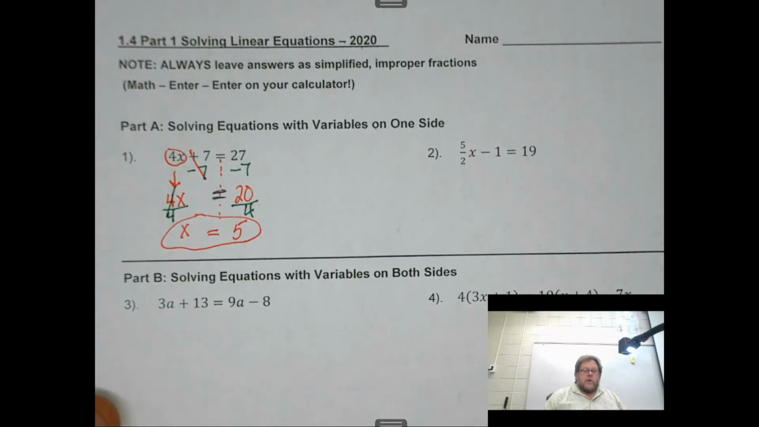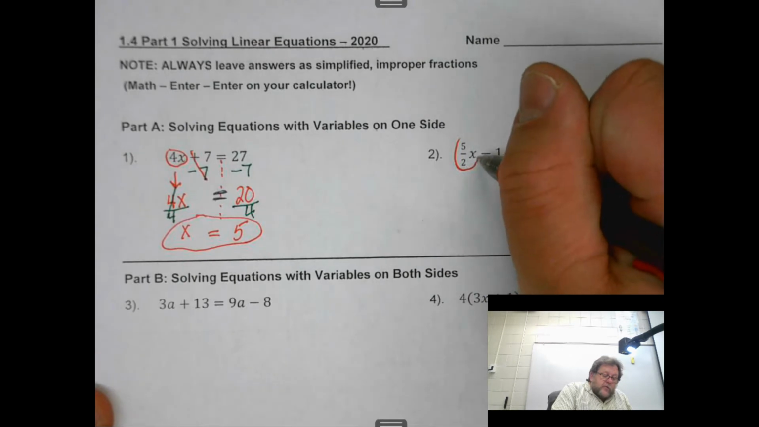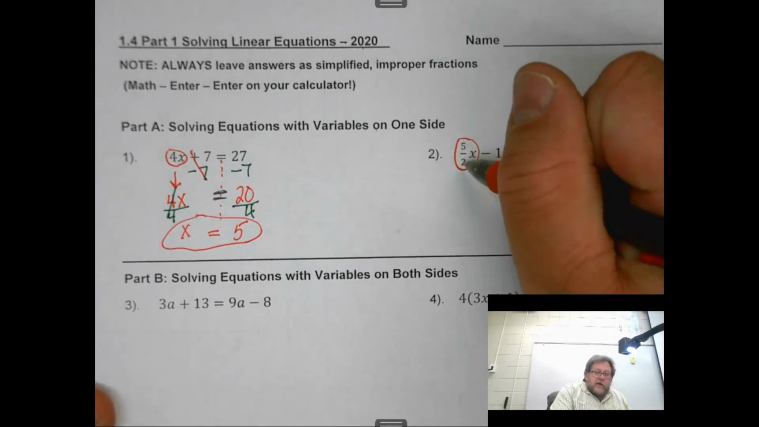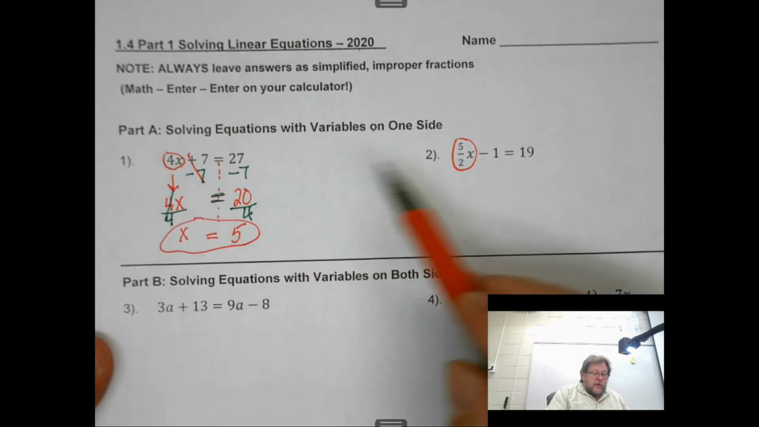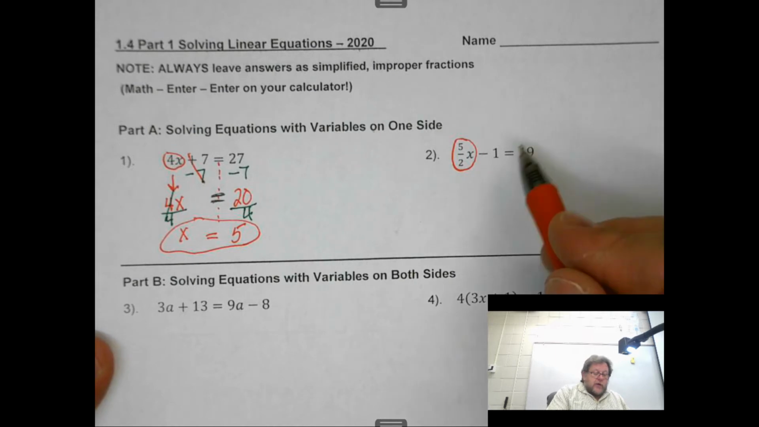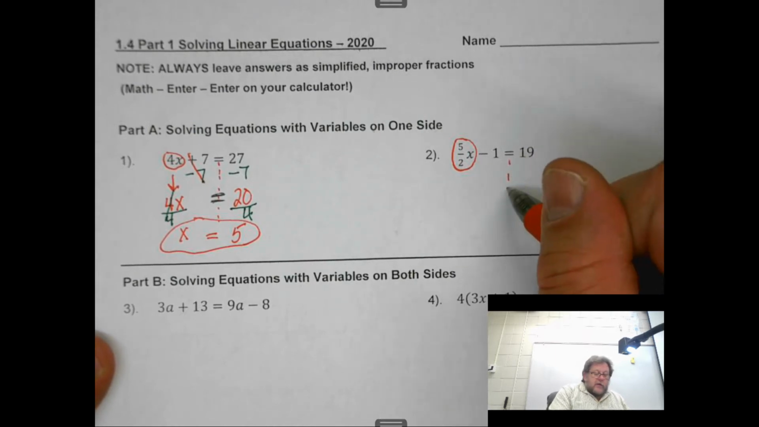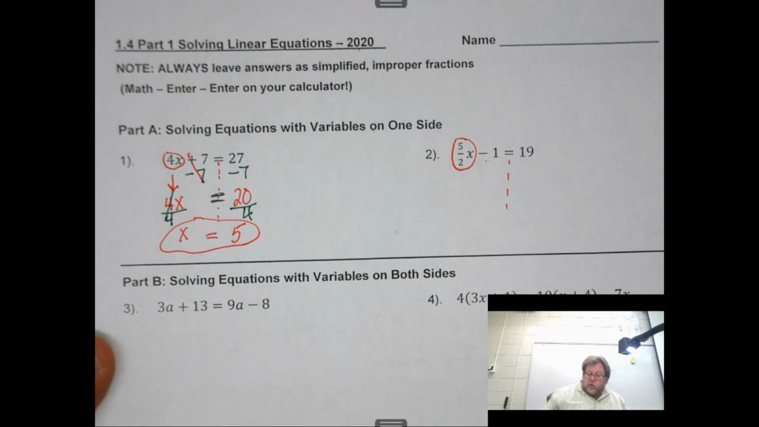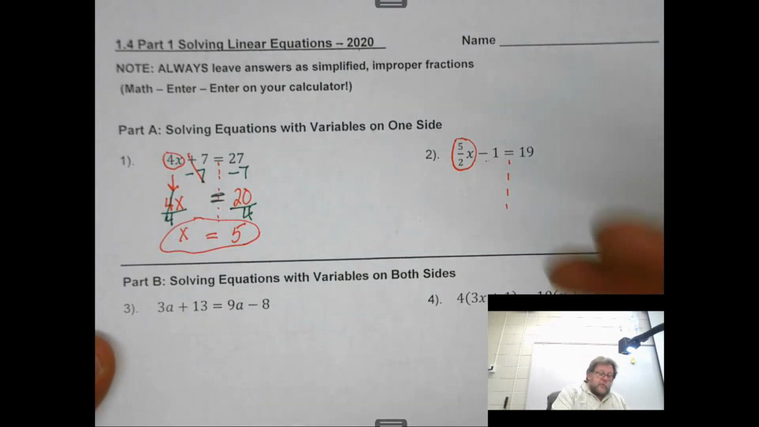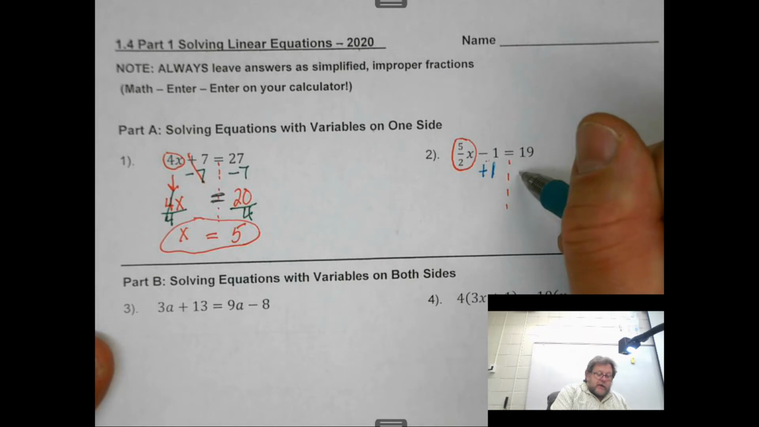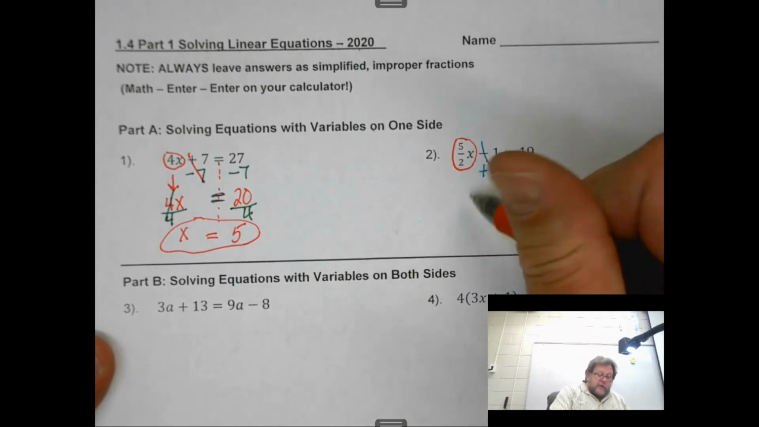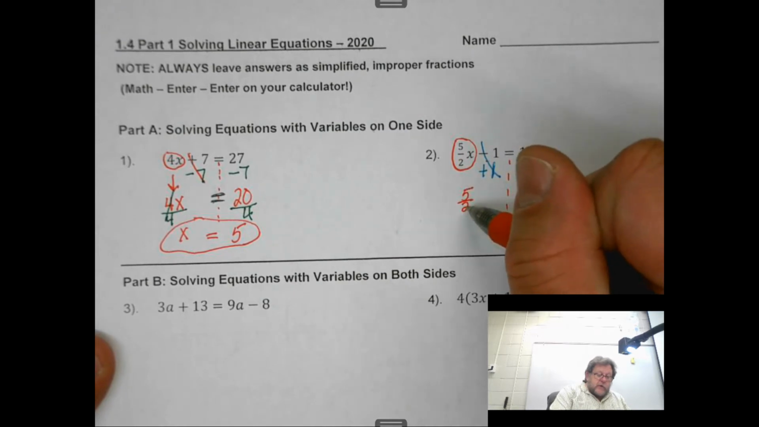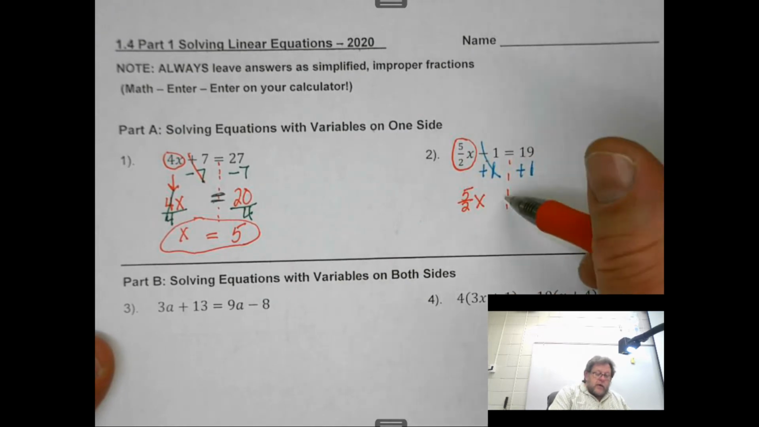Number 2, here's my x term. Just because that 5/2 is a fraction, it's still a number. Just like the 4 is a number, we treat it the same way. So I'm going to go ahead and get rid of the 1, or undo the minus 1, by adding 1 to both sides. Bring down my 5/2 x equals 19 plus 1 is 20.